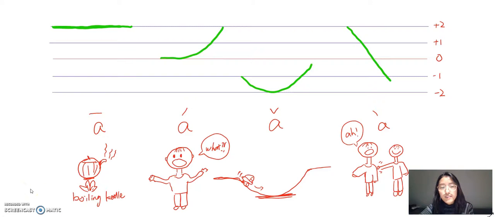Let's review a little bit. So the first tone in Chinese is like a boiling kettle. Right? The second tone in Chinese is like you saw something bizarre. What? Right? The third tone is like a car driving in the big pit under the ground. The fourth tone is like you get hit.